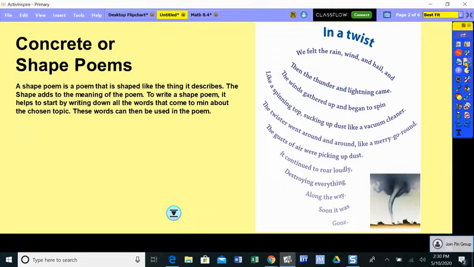Here's an example. In a twist, we felt the rain, wind, and hail, and then the thunder and the lightning came. The winds gathered up and began to spin like a spinning top, sucking up dust like a vacuum cleaner. The twister went around and around like a merry-go-round. The gusts of the air were picking up dust. It continued to roar loudly, destroying everything along the way. Soon it was gone. Tornado was the name of this poem.